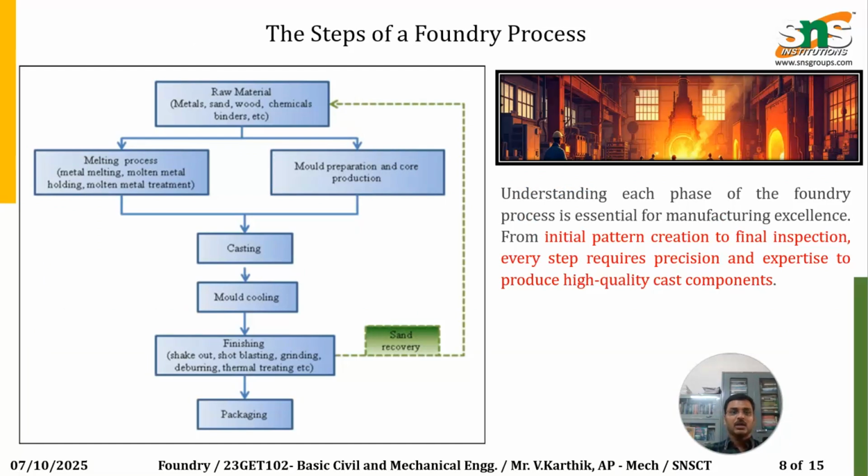As a step in the foundry operations, the raw material may be metal, sand, wood, chemicals, whatever thing in the foundry, we use as a raw material. And then the melting process: the metal is melted, and the molten state is poured into the mold to make a component. Mold preparation and core production, we have cope and drag operations to shape that liquid state metal. And then casting, molding, cooling, finishing, and then packaging. Understanding each phase of foundry operations is essential for manufacturing excellence.